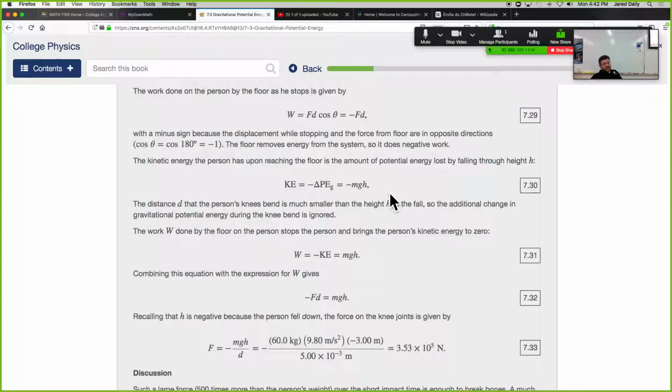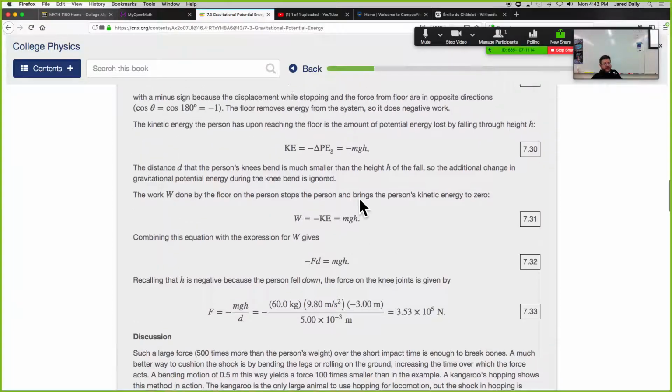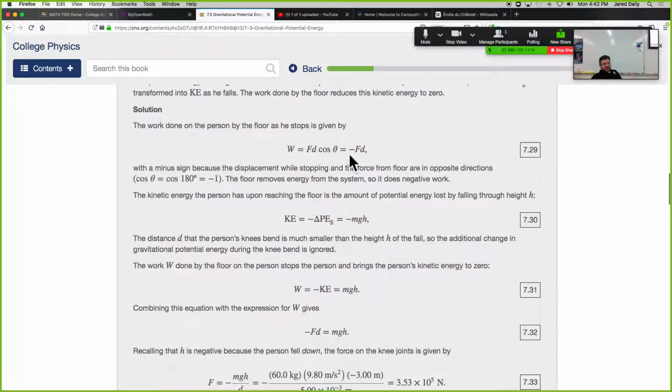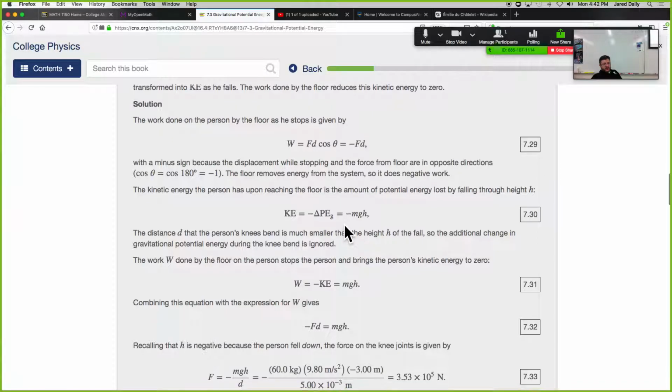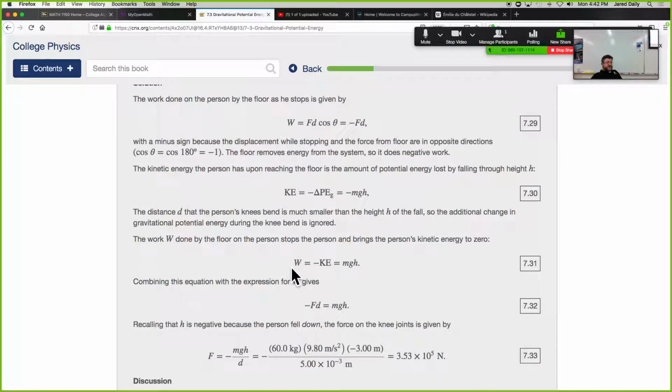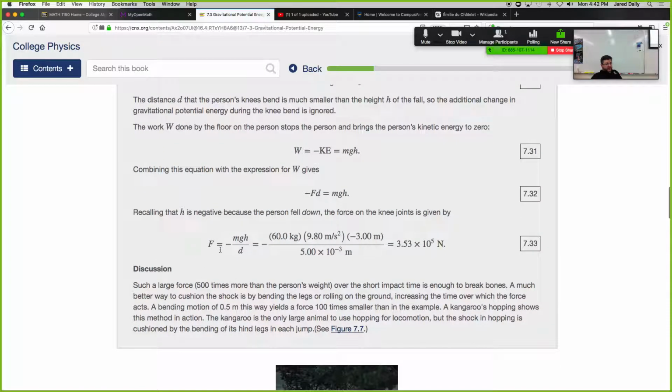In our case, it's mgh, for the height being 3 meters and the mass of a person being 60 kilograms. So we go from this equation to our work-energy equation, which says that work is equal to the change in kinetic energy, our initial kinetic energy being 0 and our final kinetic energy being just the kinetic energy. And then our work is equal to force times distance, and our work is equal to mgh. So we just set those equal to each other. Negative force times the distance equals mgh.